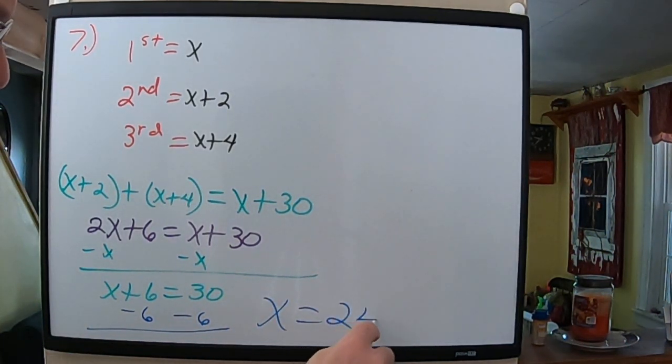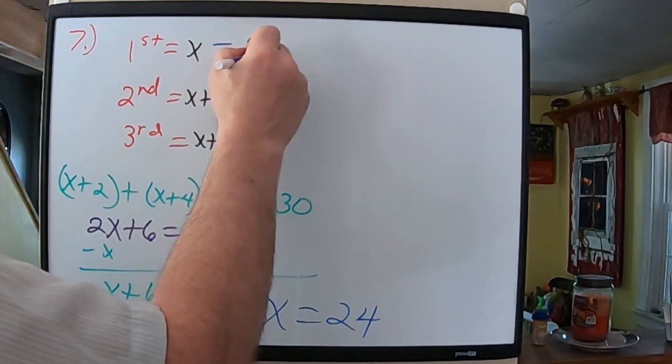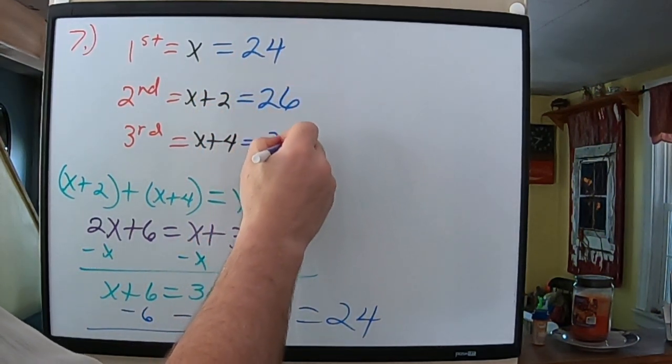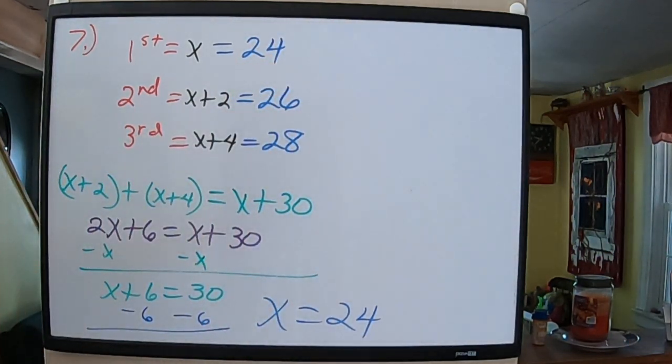X is 24. So if x is 24, x plus 2 is 26, 28. 24, 26, 28. 3 consecutive even integers. Oh, this is what I was going to say earlier, and I had forgotten.